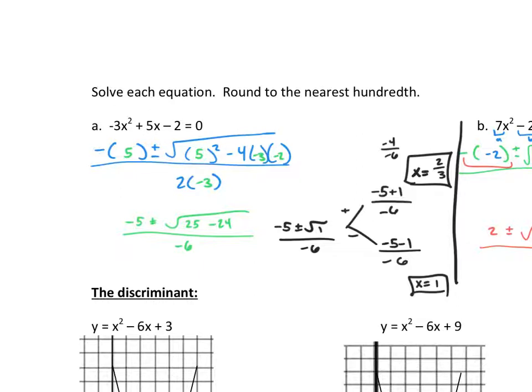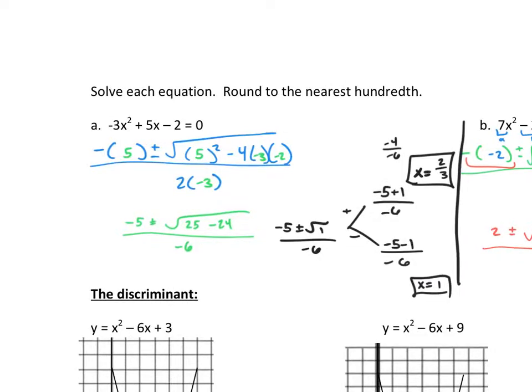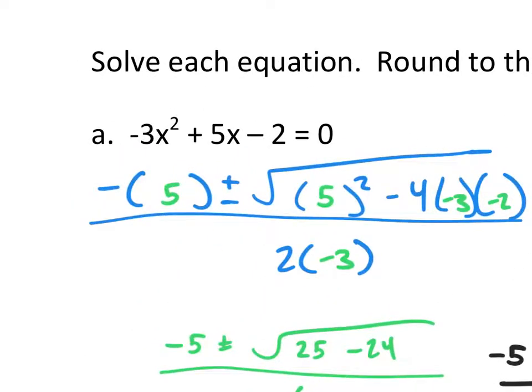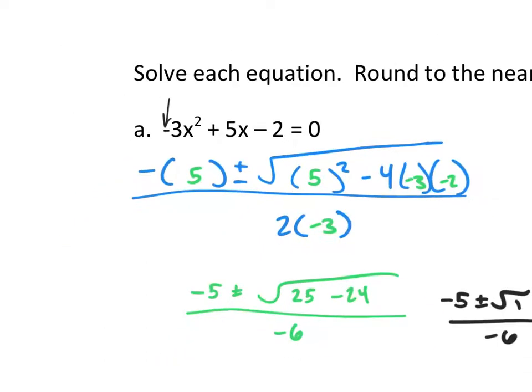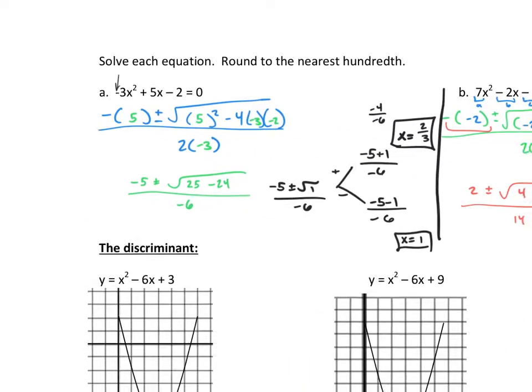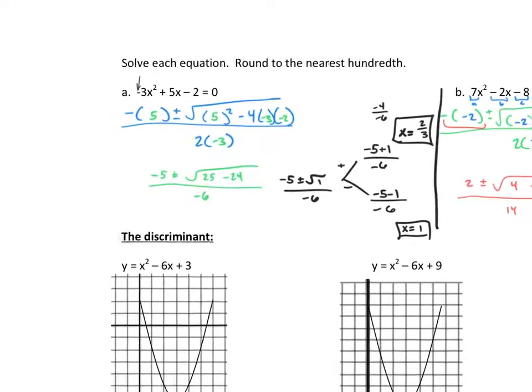Now, what these answers tell us, one more time, by them being fractions and whole numbers, is that we could have factored this. But this one looks a little intimidating to factor, especially because of that negative sign out front. So the quadratic formula can be used to find us the answers as well.